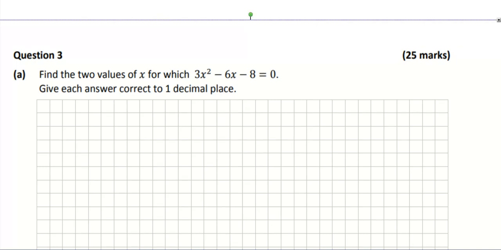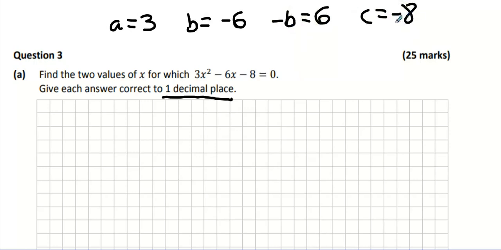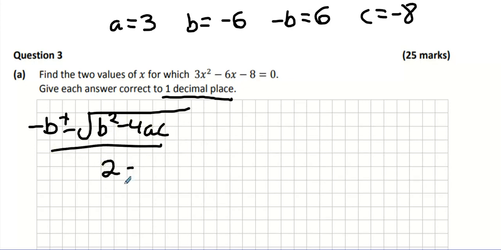Quadratic equation. Your job is to find two values of x, correct to one decimal place, usually an indication that you're definitely going to need the minus b formula. So my a value is 3, my b value is minus 6, my minus b value is plus 6, and my c value is minus 8. Then we're going to do minus b plus or minus the square root of b squared minus 4ac all over 2a. Has anybody got an answer for this already?